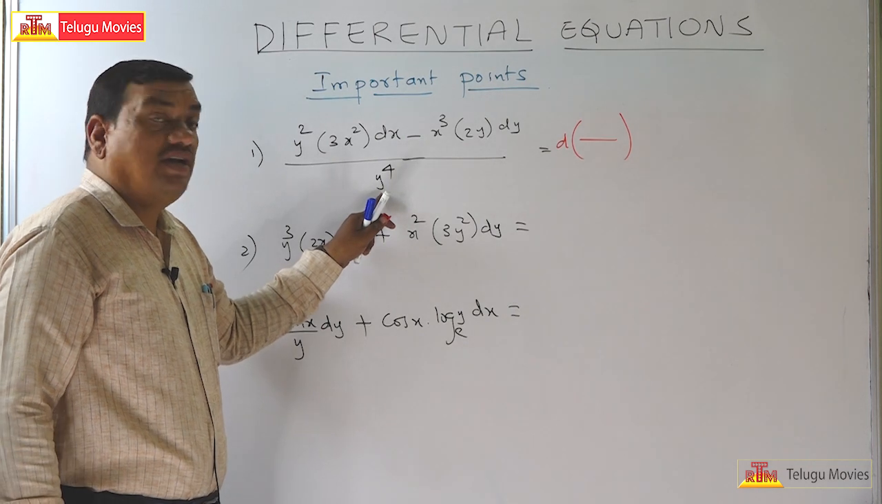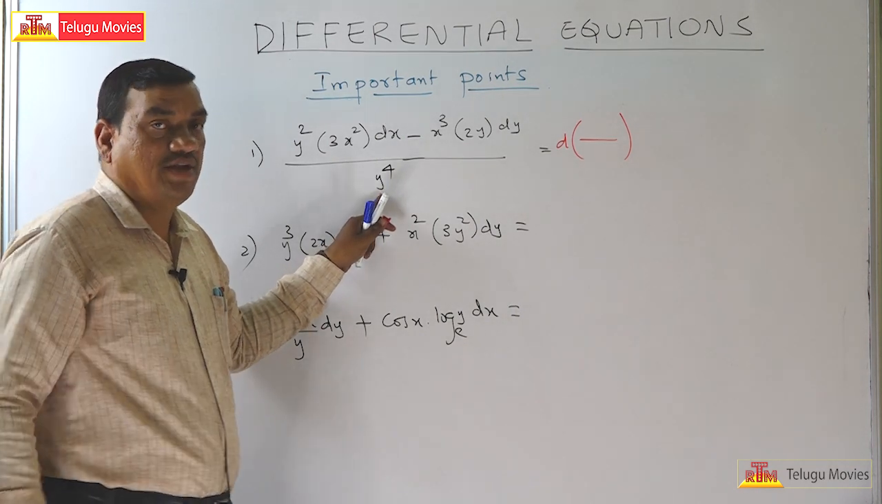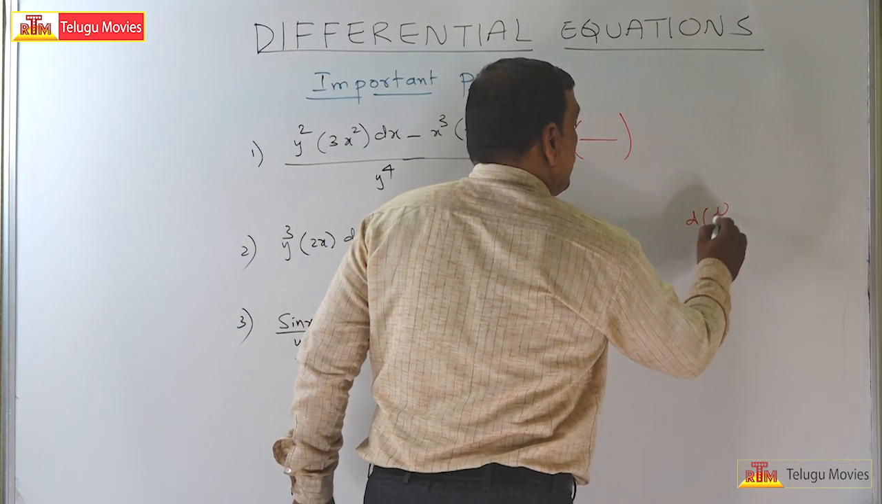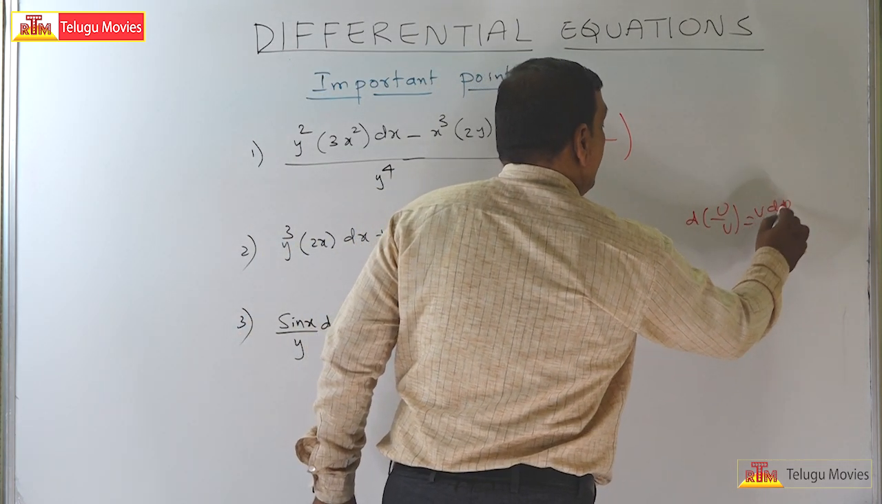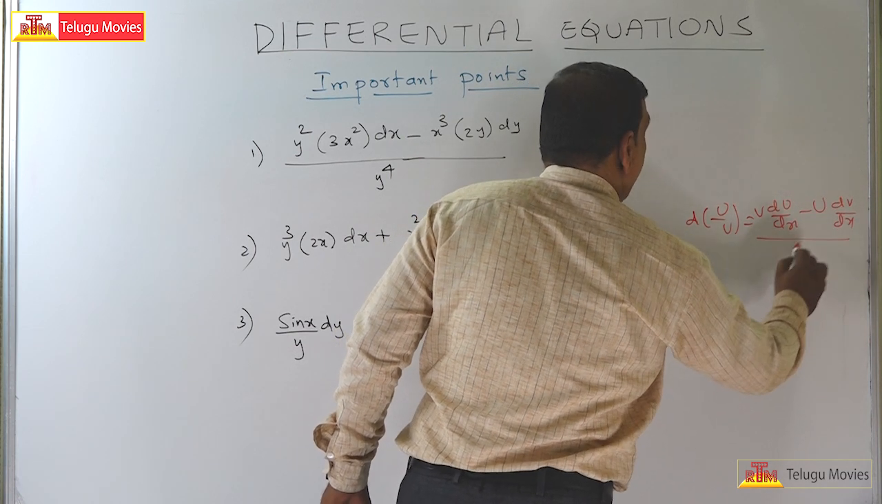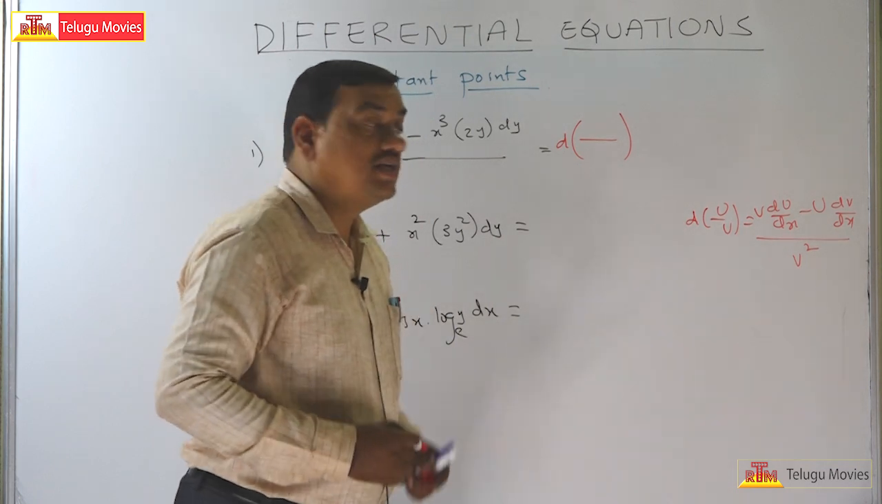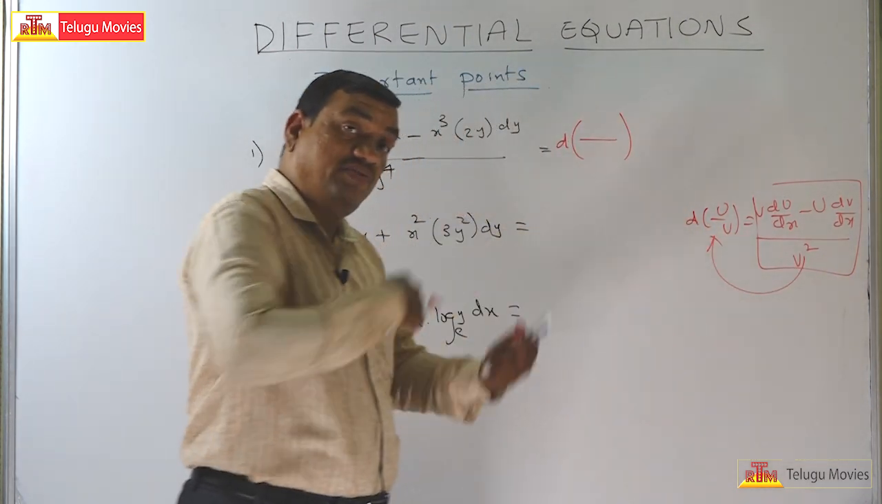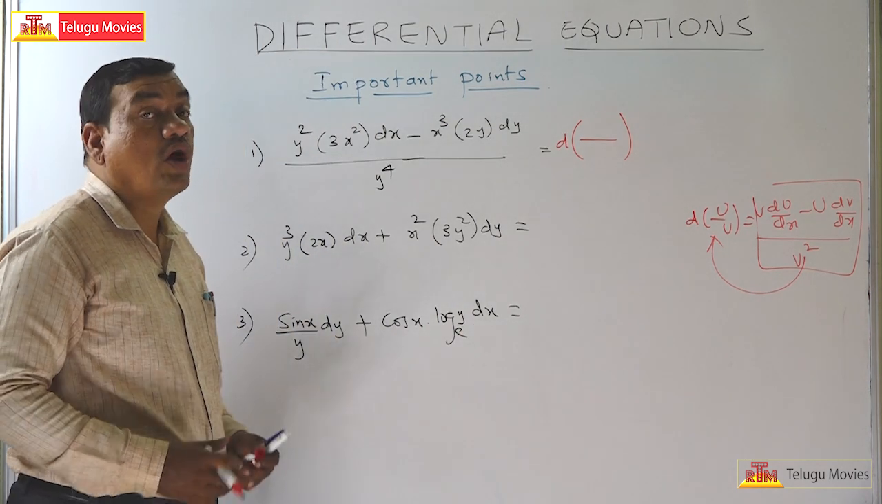See here, what is the denominator? Y to the power of 4 is there. U by V formula. So I am writing here, what is the U by V formula? V into du by dx minus u into dv by dx, by v square. Now, what I am telling is, given this form, you should be able to write it in reverse order. You have to be able to write down the derivative of u by v.